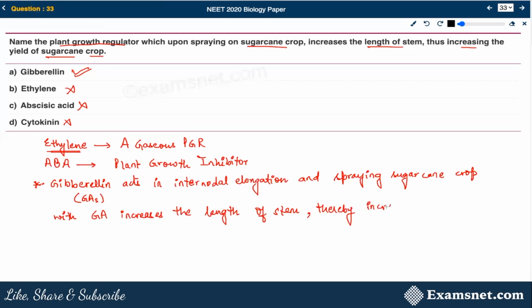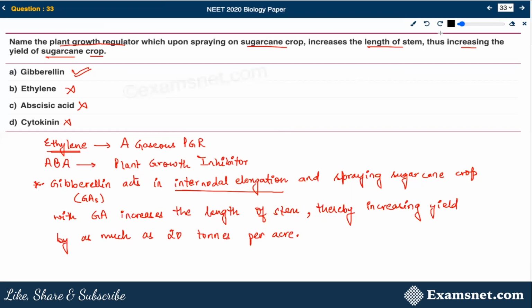Increasing yield by as much as 20 tons per acre, because the main target site is the internodes only. So for that reason, they are responsible for increasing the yield of the sugarcane crop. So the correct answer is gibberellin.